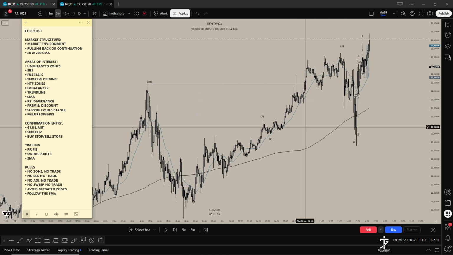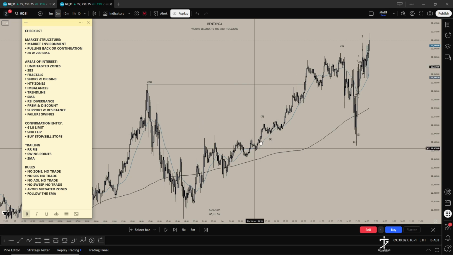Obviously we tapped onto a zone. We had SBS. I mean, we didn't have any fractals at the time. Obviously, we have probably plenty of SNDRs plus origins.